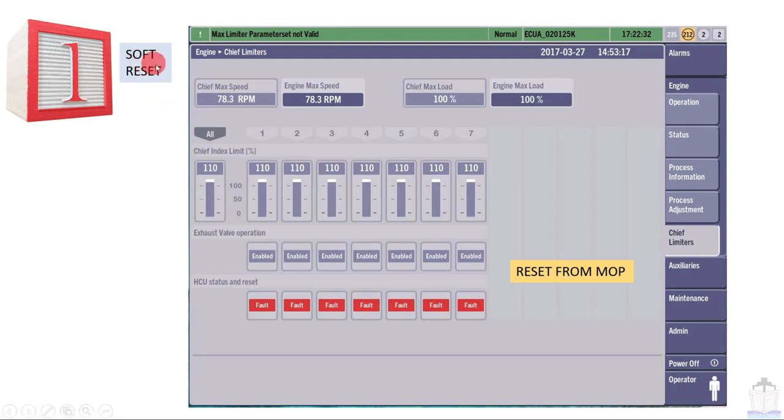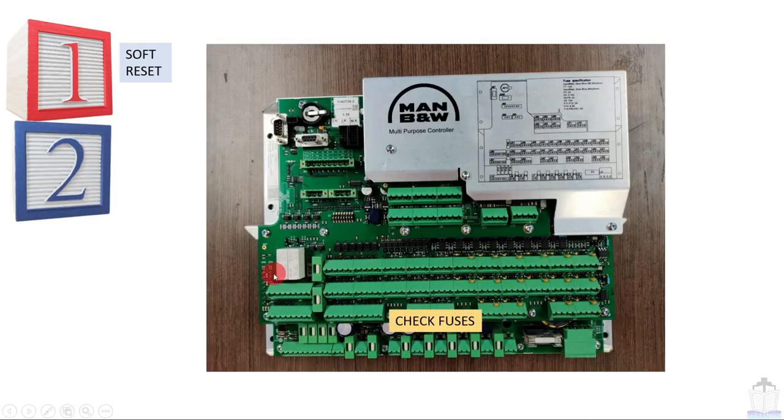That is called the soft reset, means you are doing it with the help of software and the MOP. Okay, now we are moving to the next, that is checking fuses. Basically a lot of MPCs hang because of the fuses, means a fuse will blow and they will hang, and also the alarm will not appear because they are in hang condition. So the second thing is you should check all these 14 fuses. Check all these fuses and replace if necessary, and then you will definitely be able to reset this MPC.